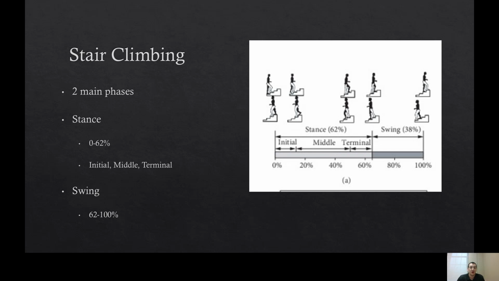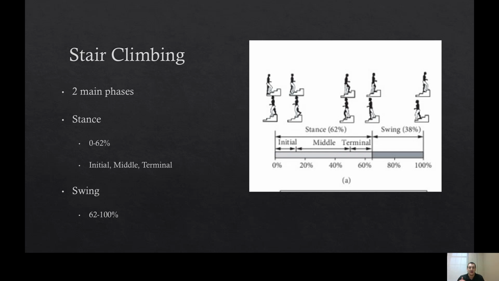So 3 main phases as well in the stance phase: initial, middle, and terminal. Initial is when the foot contacts to the opposite toe off. The middle is opposite toe off to opposite foot contact, and the terminal is opposite foot contact to toe off. And then the swing is just bringing your other leg around to finish that step. So it's not too big of a deal with the swing phase. So knee biomechanics in this phase are mainly affected by the rate of leg length and the stair height.